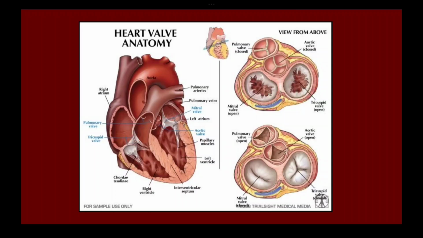So from the view above, you can see the pulmonary valves, aortic valves, and tricuspid valves when they are open and closed.